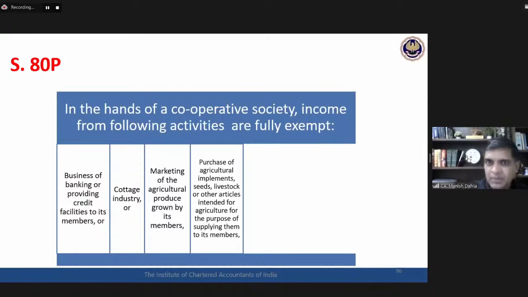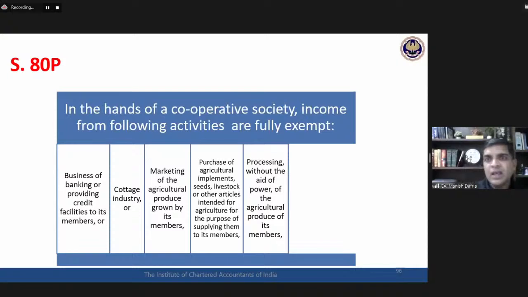So what you are purchasing should be items related to agriculture, and then you are supplying them to your members. If you are selling to outsiders, then the exemption is not available. If you are selling to your members only, then the exemption is allowed. Fourth.